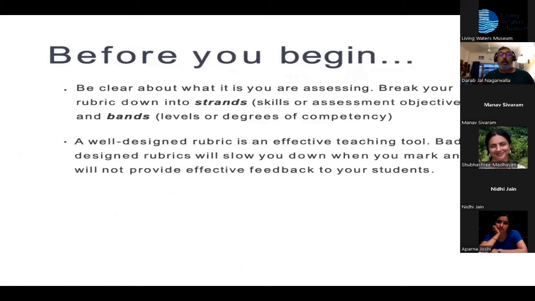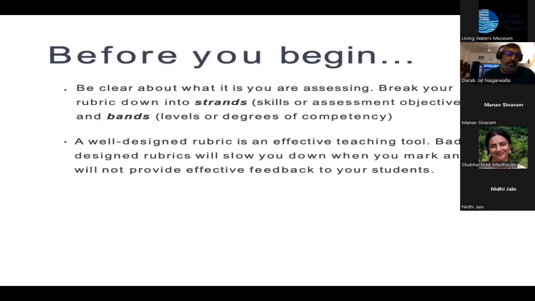Before you begin, it's very important to really think through what it is that you want to assess, okay? So, to take a theoretical scenario, for those kids who were trying to make that raised bed, what is it that you might want to assess them for? It obviously wouldn't be the same thing that you'd want to assess the kid making the presentation, right? So you want to break your rubric down into those strands, which are what you're assessing, and the bands, which are the levels of competency, or level of achievement, or whatever.